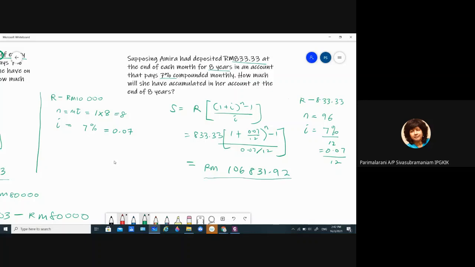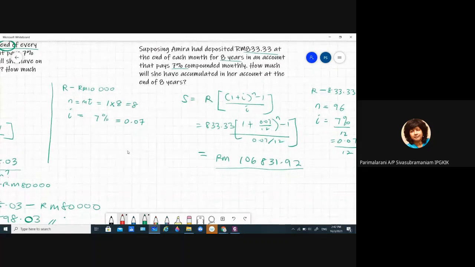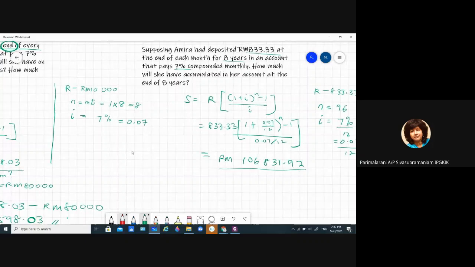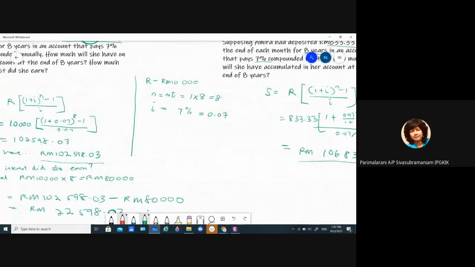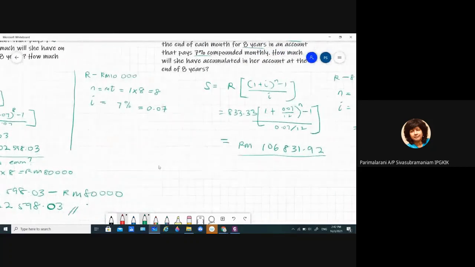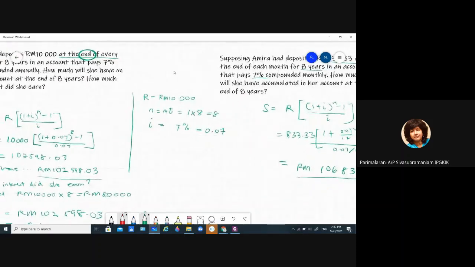So this is what she got. If she had deposited the money monthly, she gets 106,831 ringgit and 92 cent. But if she deposited it yearly, she would only get 102,598 ringgit and 3 cents. So we can clearly see that when the money is compounded more often, the final amount is much more. So this is for ordinary annuities, just revision of this part.